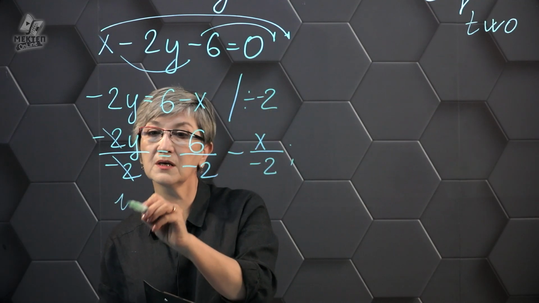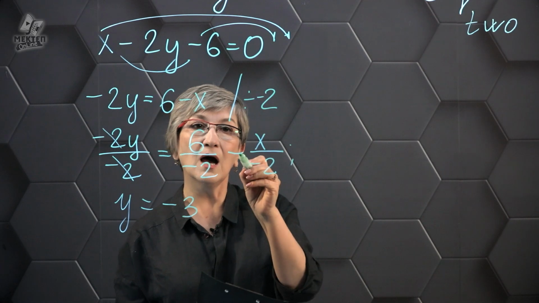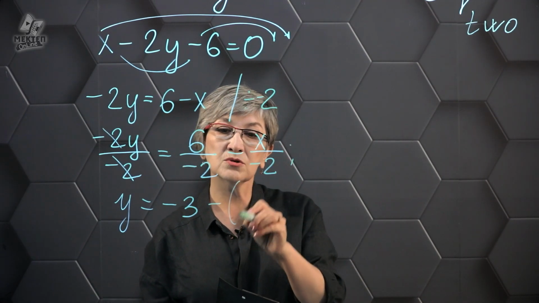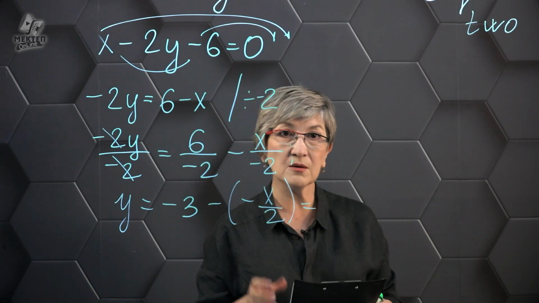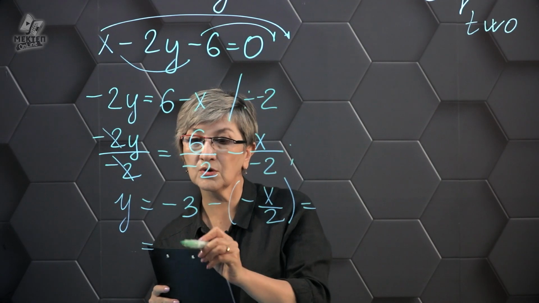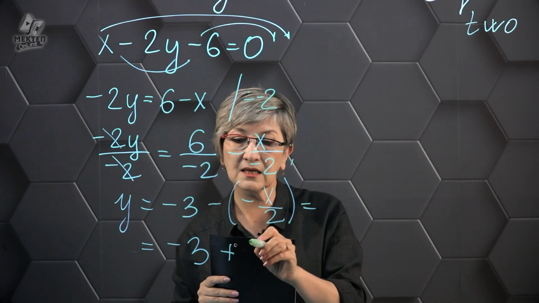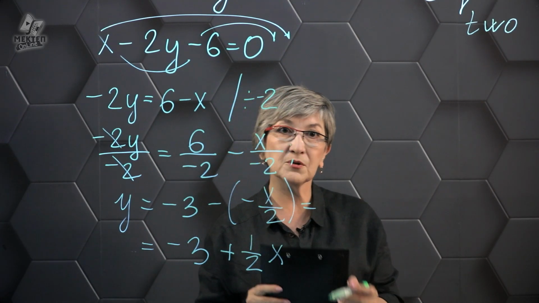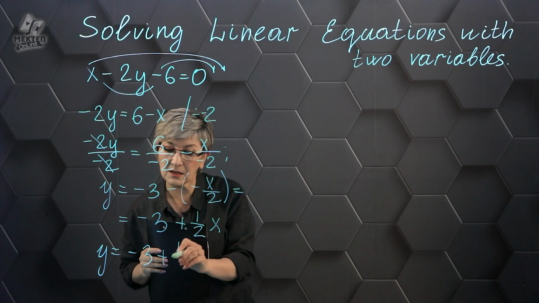The result is 6 divided by minus 2 is minus 3. And x divided by minus 2 is minus x divided by 2. But in this form it's not quite convenient to work with this expression. So I'll write it down a little differently. Minus 3 plus, and x divided by 2, I'll write down as one half x, and the result is the following expression: y equals minus 3 plus one half x.